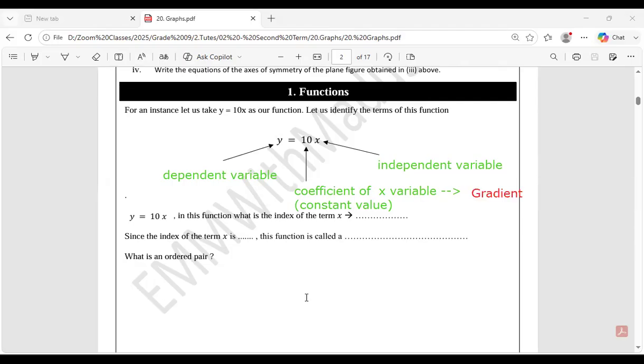So please write these things. Dependent variable y, independent variable x. 10 is the coefficient of the x variable. That means it's a constant value, right? Then this 10 is called, in terms of graphs, the gradient. Gradient.